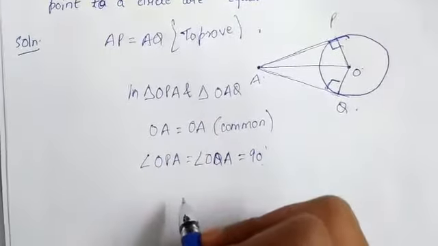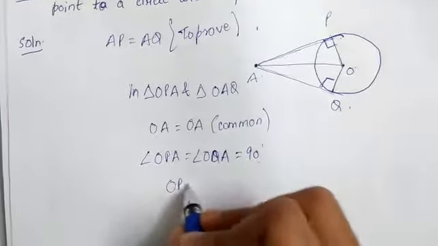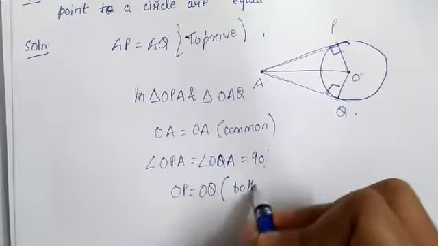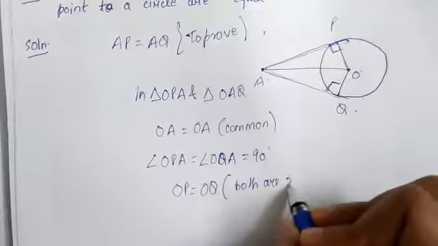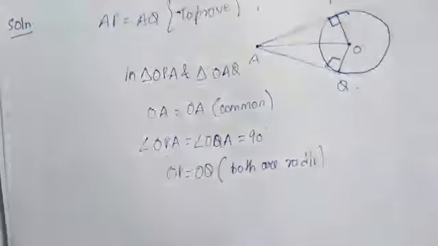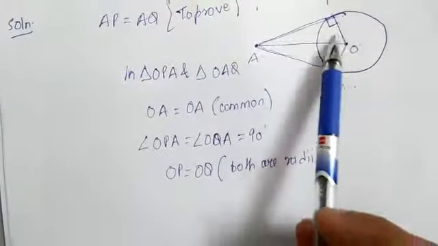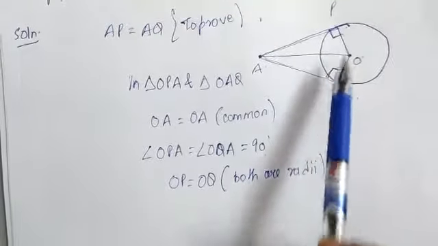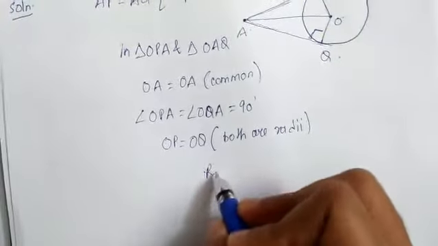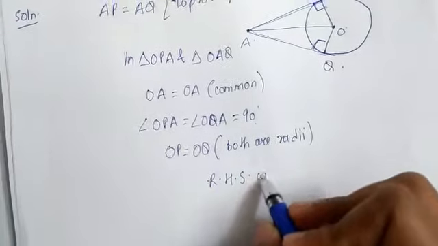And the third is OP is equal to OQ. Why so? Because both are radii of the circle. So you have three things. OA, if you see, is the hypotenuse. One side is equal, OP is equal to OQ, and you have one right angle. So they are congruent by the RHS, right angle hypotenuse side, congruency rule.